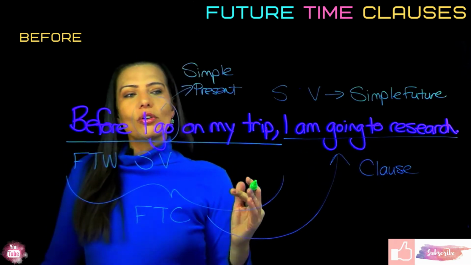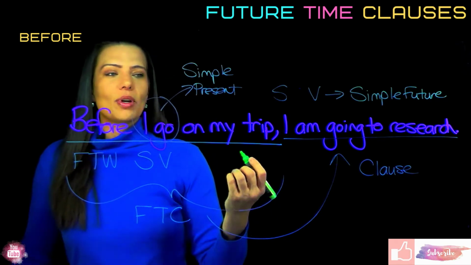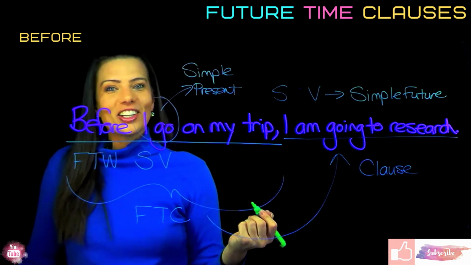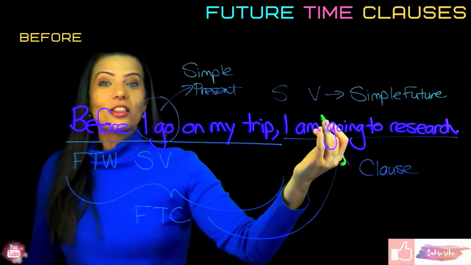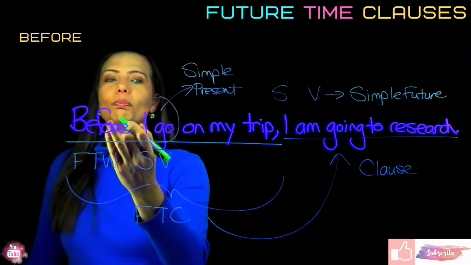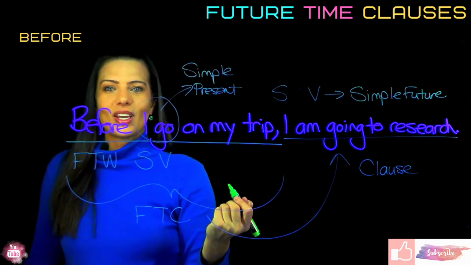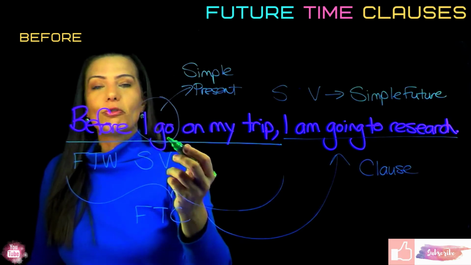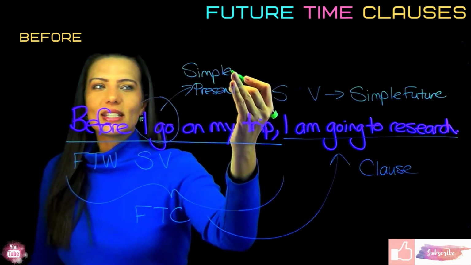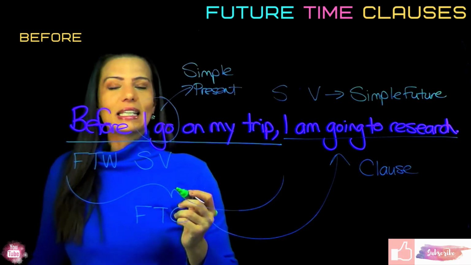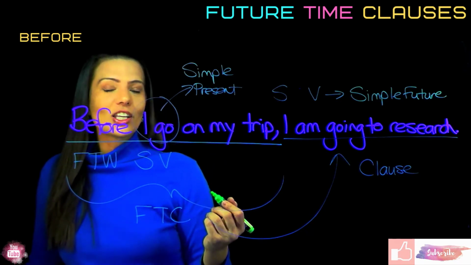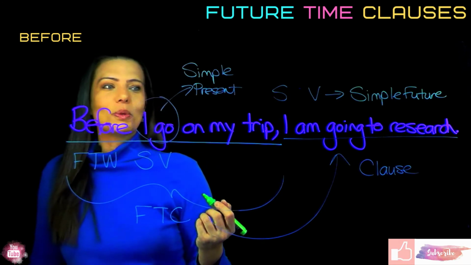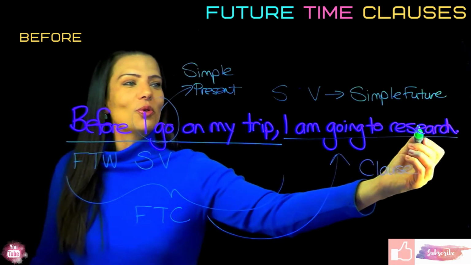So if we're planning a trip and someone asks me, well, when are you going to do some research about the best places to visit? I could answer, I am going to research the best places to visit when? Before I go on my trip. Now, what's very interesting about this is that even though this, before I go on my trip, is happening in the future, we still use the simple present. That's key to forming the correct and accurate future time clause. So if you can get that, you're really going to sound like a native speaker. So before I go on my trip, I am going to research.